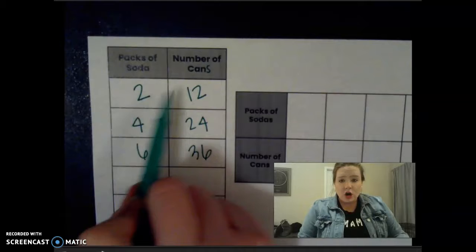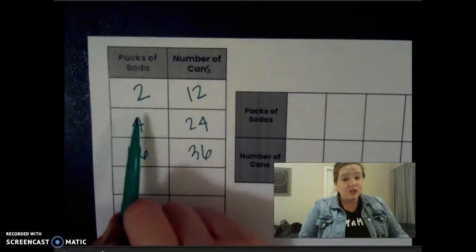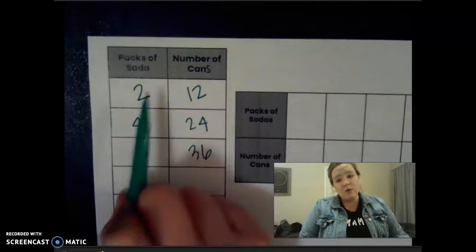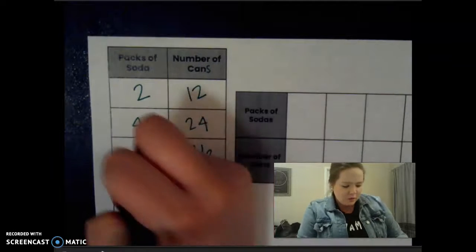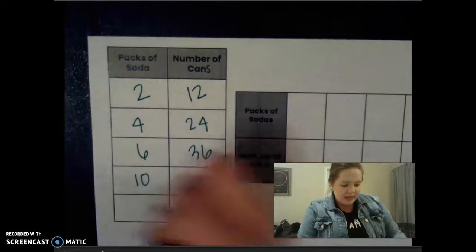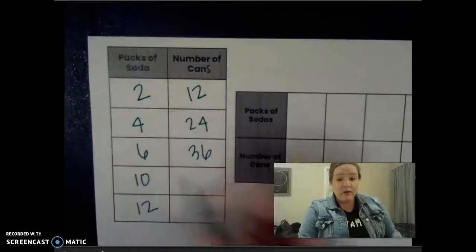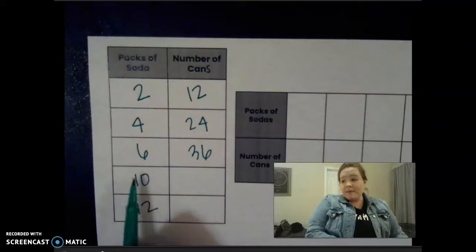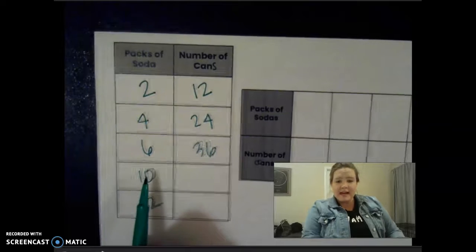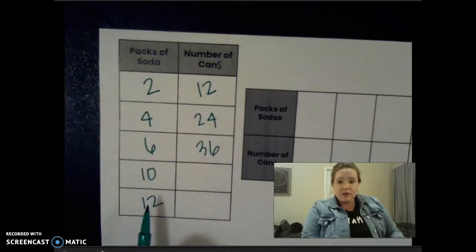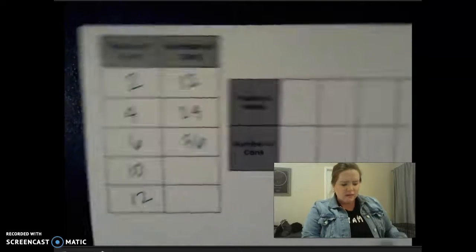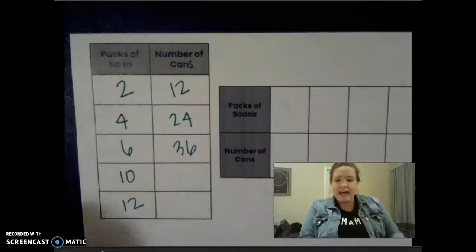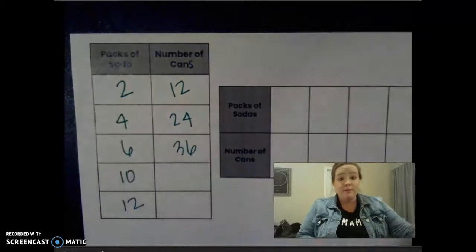So, I did not start with 1 here. And then I didn't go to 3. And then I didn't go to 5. I only am doing my even numbers. So if I want to find 10 and 12, I want to find how many cans of soda 10 packs has, and how many cans of soda 12 packs has, okay? What do I do to get from 2 to 12?